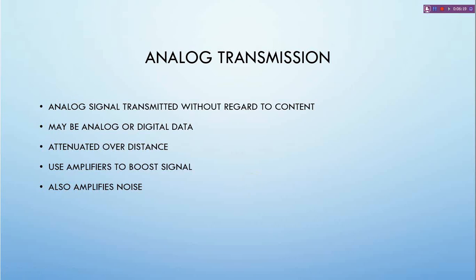Then analog transmission. An analog signal is transmitted without regard to the content, so analog transmission can carry digital data. The signal is attenuated over a distance while traveling, and amplifiers are used to boost the signal, but the amplifier also amplifies the noise in analog transmission.